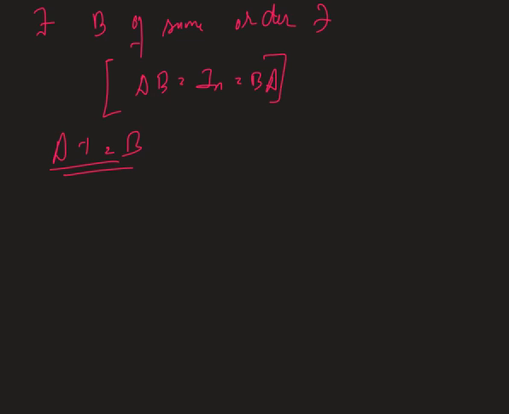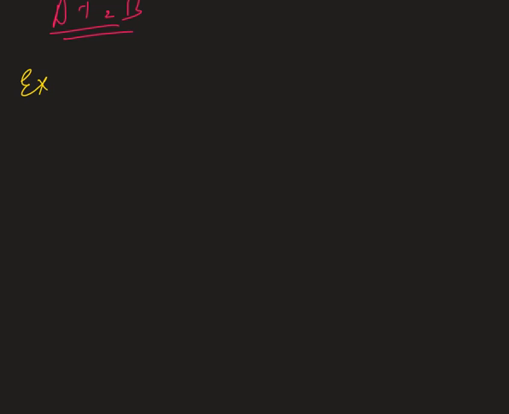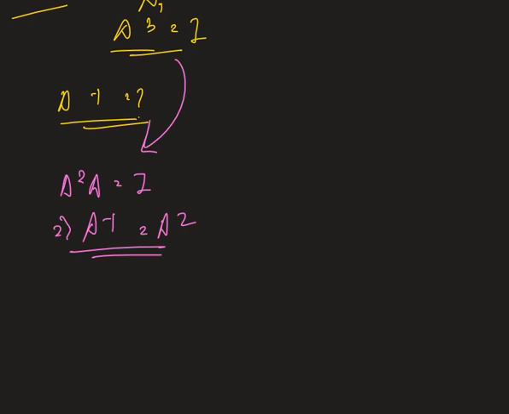Now we try to understand this concept with an example. If for the matrix A we have A cube equals I, we need to find A inverse. So how can we find this? As we know, A cube can be written as A square into A, which equals I. Therefore A inverse can be written as A square. So the right answer is A square.